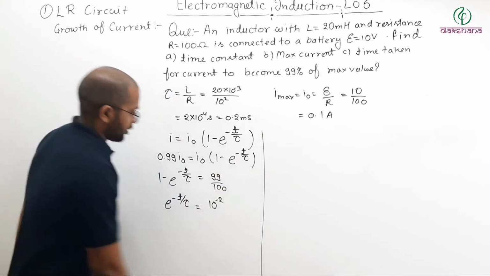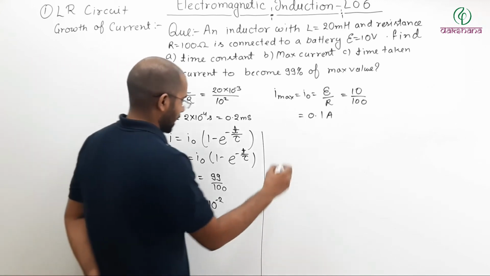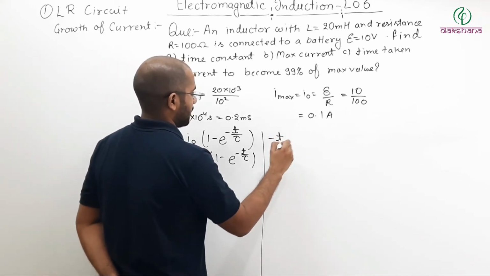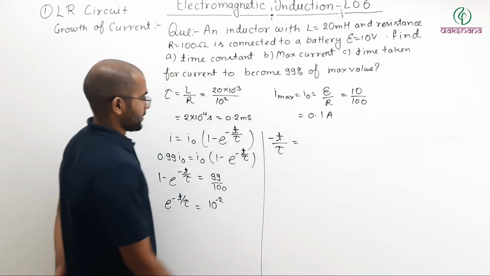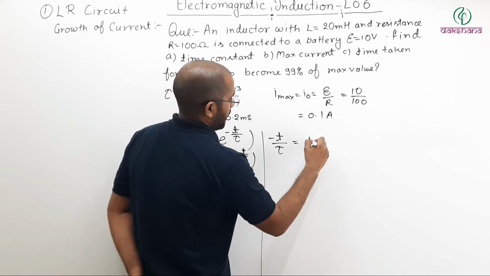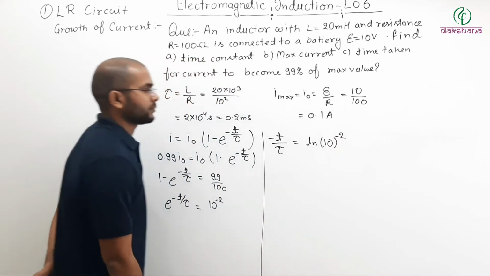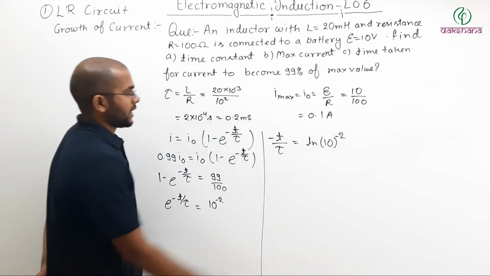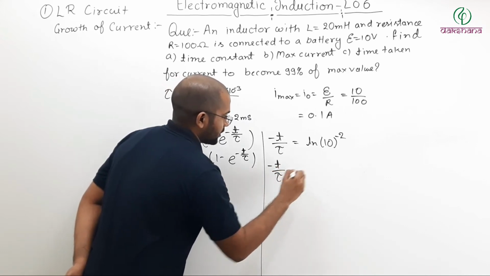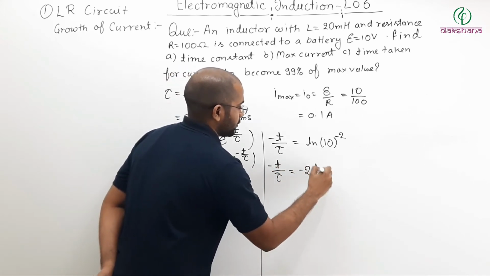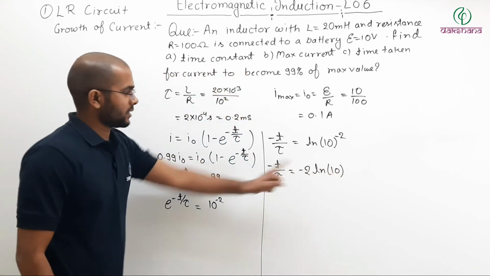Take ln, log base e, both side. So what I will get? I will get minus of t divided by tau equals, yes, equals ln 10 to the power minus 2. So can I write it like this? Minus of t divided by tau equals minus of 2 ln 10, like this. Minus minus cancel.